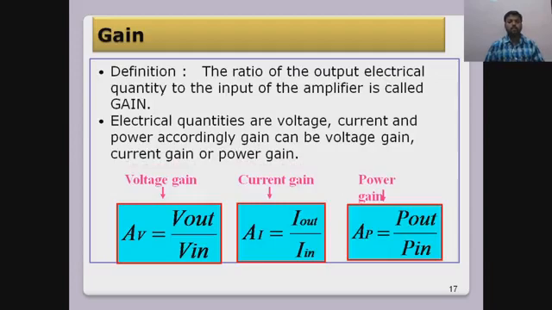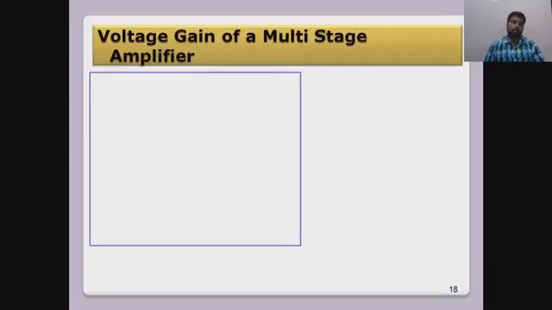So voltage gain is given by AV. According to the definition, the ratio of output electrical quantity to the input electrical quantity, so AV equals V out by V in. And the current gain is given similarly by AI, so AI equals I out by I in. Similarly, the power gain, which is represented by AP, is given by P out by P in. It is the ratio of output electrical power to the input electrical power.